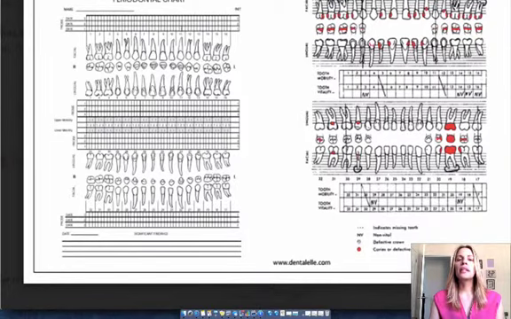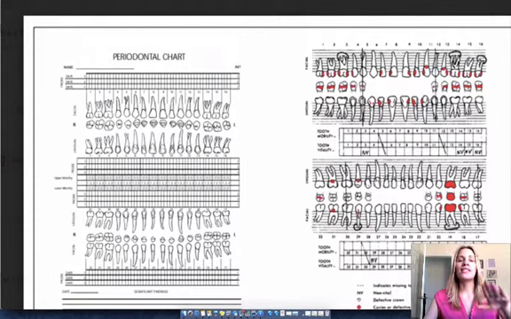So for your bleeding points, you would either put a red circle around the number that had the bleeding points. So like you would put a circle over here. Or you would simply put a red dot over the numbers, so over here. So that depends on the office. Every office is different and there's no right or wrong way of doing it. Some offices don't even calculate the bleeding points at every probing.